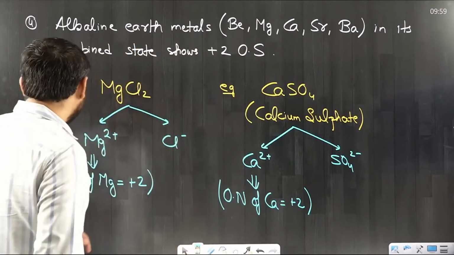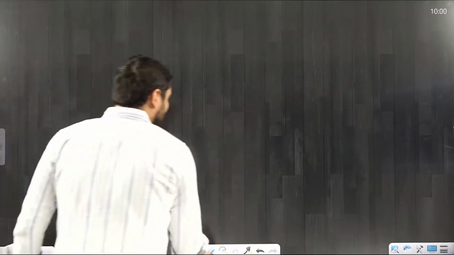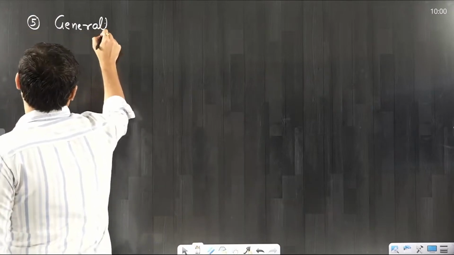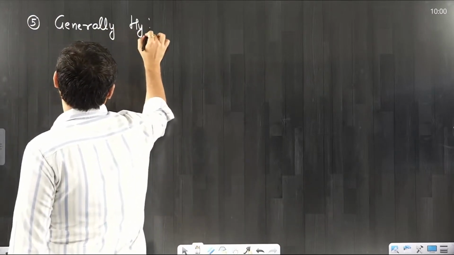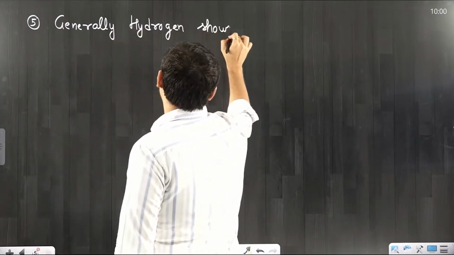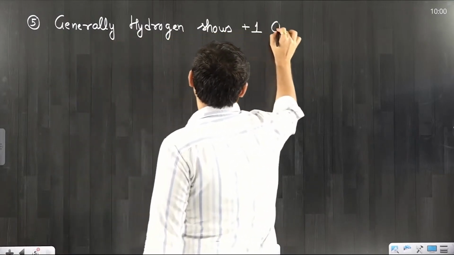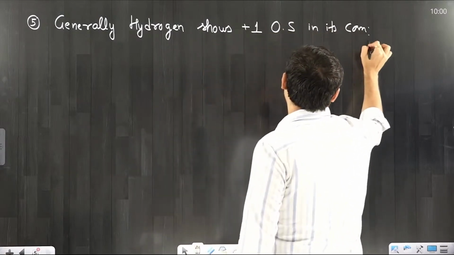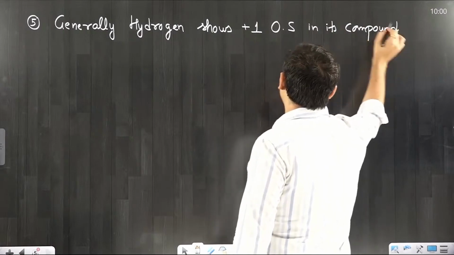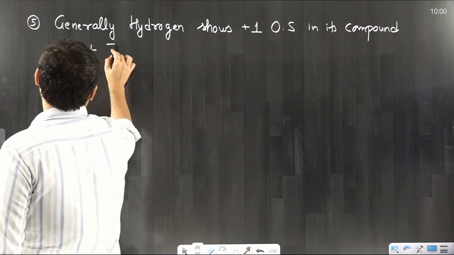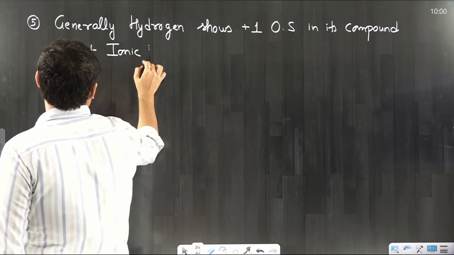Now next, move to hydrogen. So generally, hydrogen shows a +1 oxidation state in its compounds. Except which one? Except ionic hydrides.